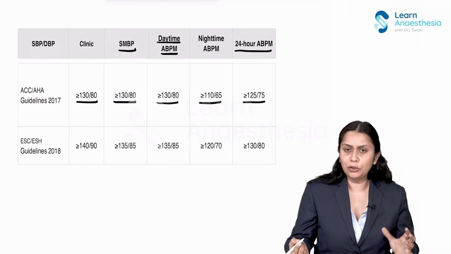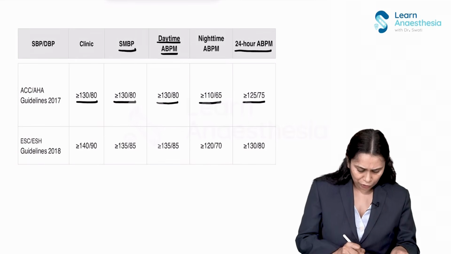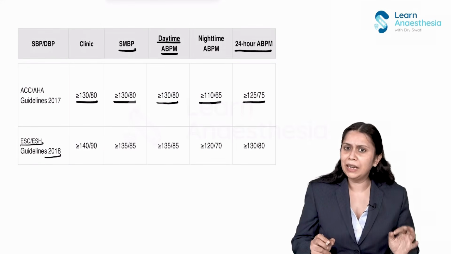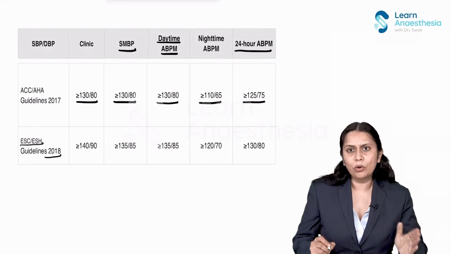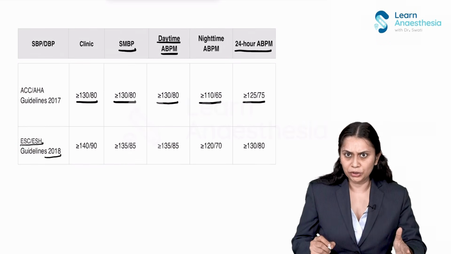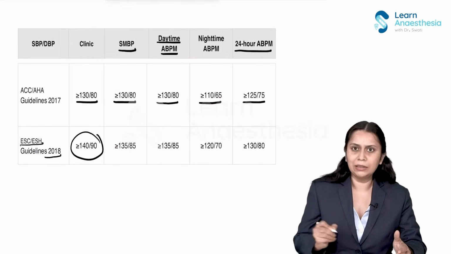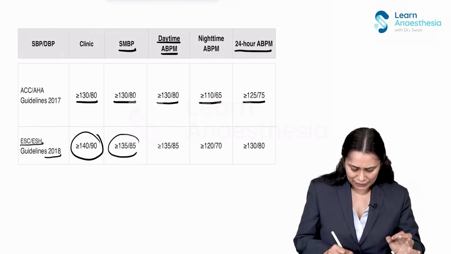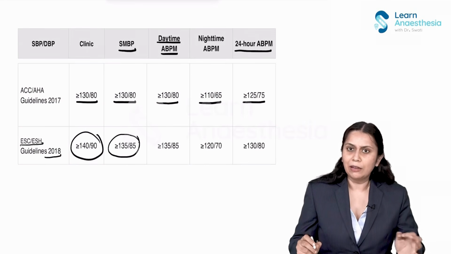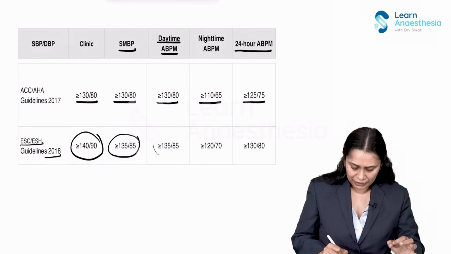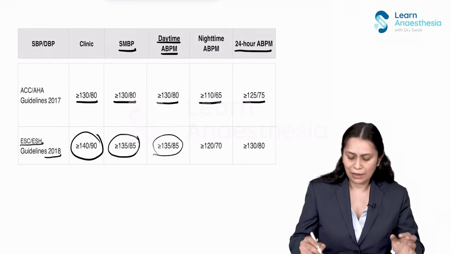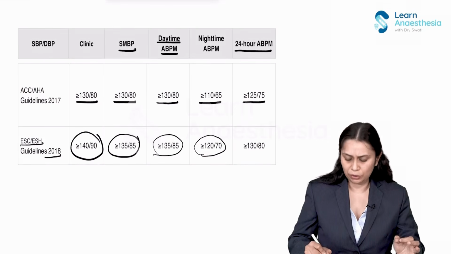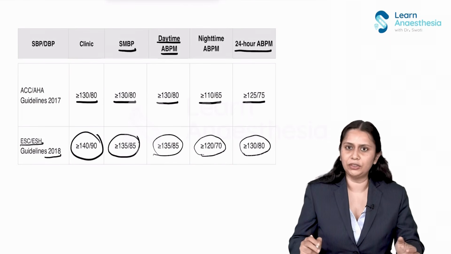European Cardiology Society and European Society of Hypertension, in the guideline which they passed in 2018, defined hypertension as more than 140 by 90 blood pressure when measured in clinic, and for self-measurement of blood pressure more than 135 by 85 can be defined as hypertension. For ambulatory setting, ambulatory daytime more than 135 by 85, ambulatory nighttime more than 120 by 70, and 24-hour ambulatory blood pressure measurement more than 130 by 80 comes under the definition of hypertension.